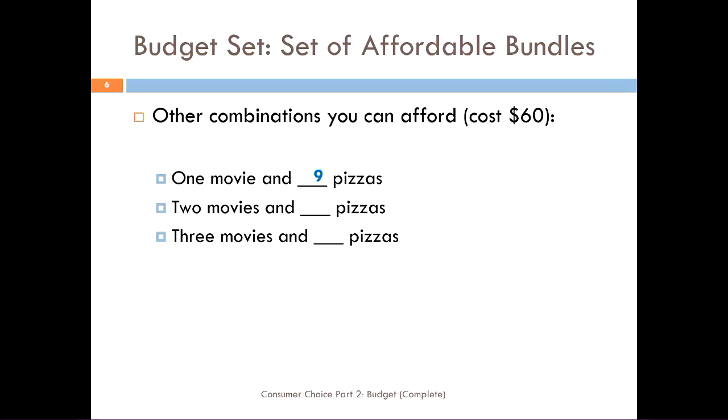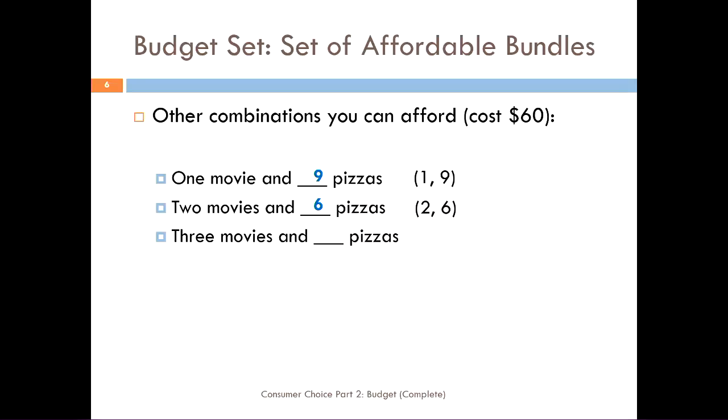Right? So therefore, the bundle 1.9 is affordable. Therefore, it's in our budget set. And you can do the other ones. 2 movies are going to cost you $30. That leaves you $30 to spend on pizzas. Pizzas are $5 each. That means you can buy 6 pizzas. That means the bundle 2.6 is affordable.